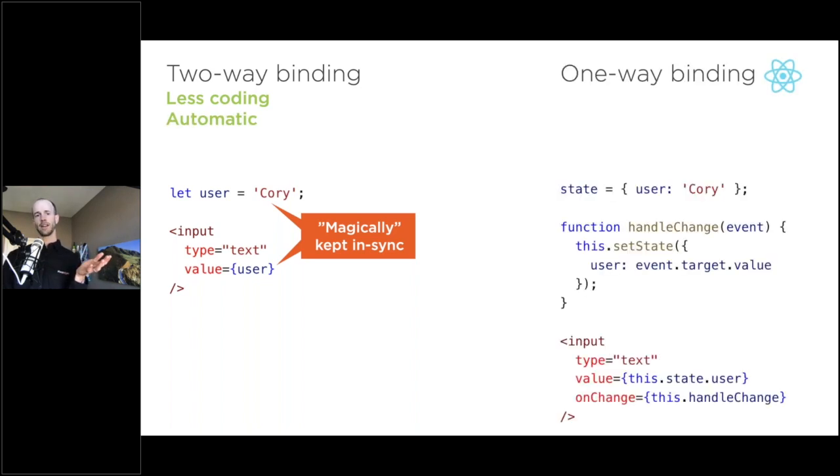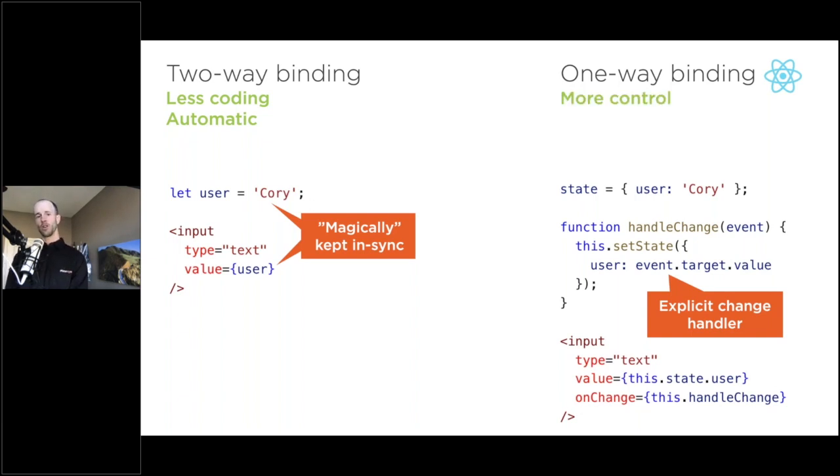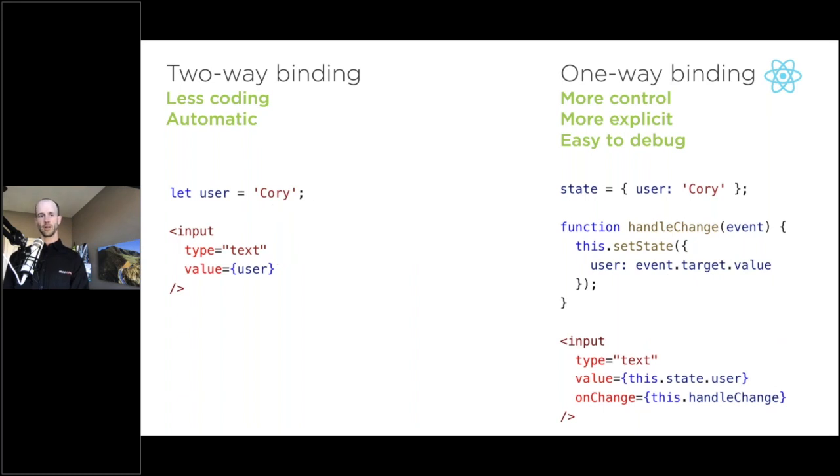Whereas in one-way binding, I have to have an explicit change handler to handle that change. So notice the on change down there on that input, then I have to wire that up. And depending on your priorities, you may see this as a step forward or a step backward. I do have more control, but I also had to write a little bit more code. It's more explicit though, so there are some advantages there. It does give me more power and it's easy to debug. So some trade-offs to consider here.